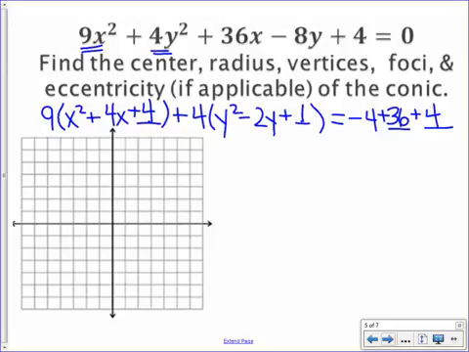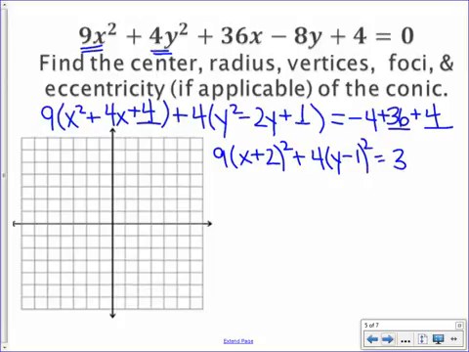So what we have is 9 times (x plus 2) quantity squared, plus 4 times (y minus 1) quantity squared, equals 36. Okay, those numbers look quite nice. And we want fractions, so it's good that that right side is a larger number.